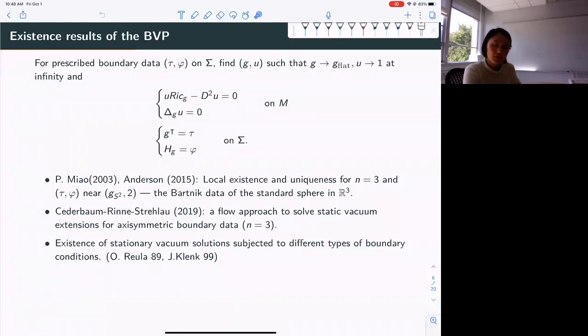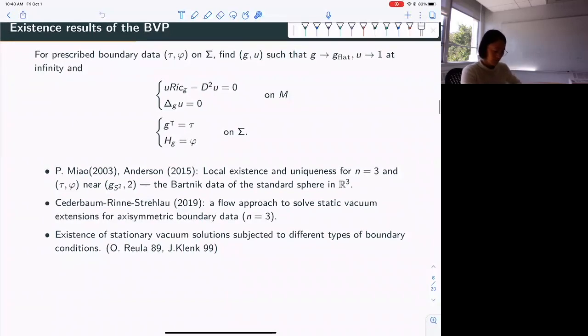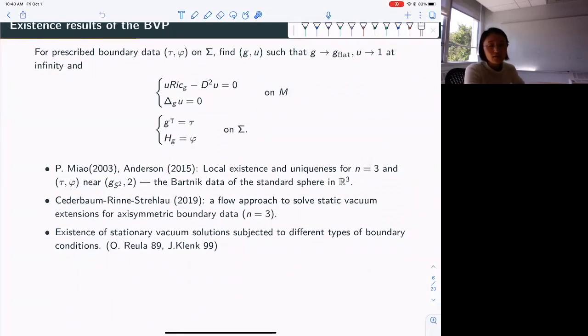However, not too much is known for the existence for this problem. Okay, here is a list of results from previous work. So in dimension 3, there is this local existence and uniqueness for Bartnik data, this pair (tau, phi), which are close to the Bartnik data of the standard two-sphere in R3. Okay, so here is the induced metric on the standard sphere. Here's the mean curvature. So if (tau, phi) is close to this data, then we know we can always find a static vacuum extension which solves this boundary value problem.